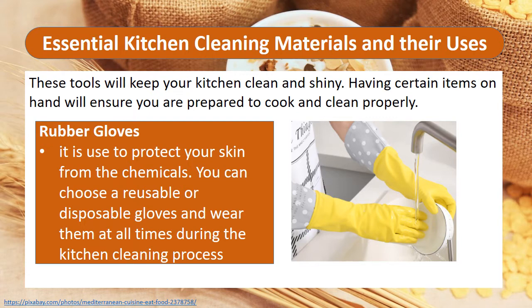The following are the essential kitchen cleaning materials and their uses. These tools will keep your kitchen clean and shiny. Having certain items on hand will ensure you are prepared to cook and clean properly. First is the rubber gloves. It is used to protect your skin from chemicals. You can choose reusable or disposable gloves and wear them at all times during the kitchen cleaning process.